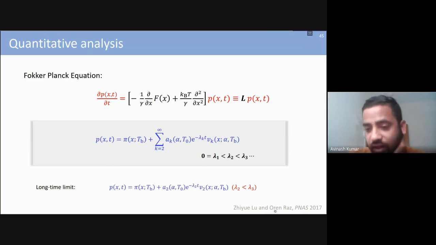And actually, Lu and Raz said that the amplitude of these eigenfunctions, A2, has a very determining role in observing the Mpemba effect. They laid out a certain rule for this A2, which we will talk about in a bit. But for now, what we can learn from this is that theoretically, this A2 can determine whether the Mpemba effect can be observed in a system or not.